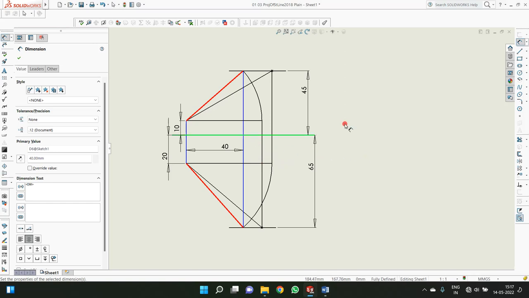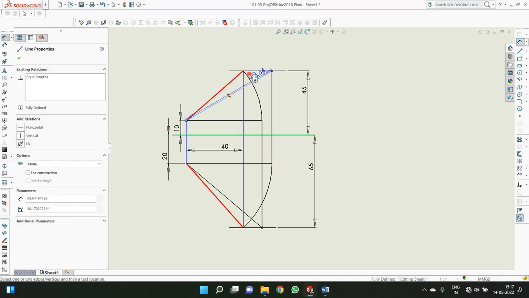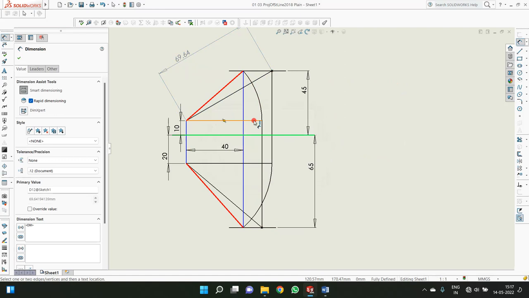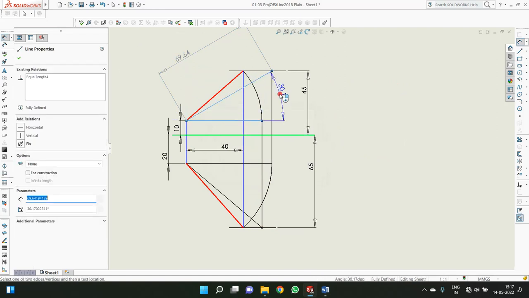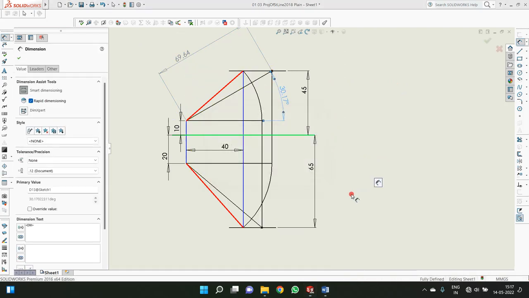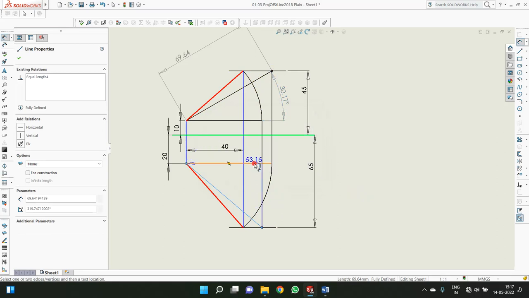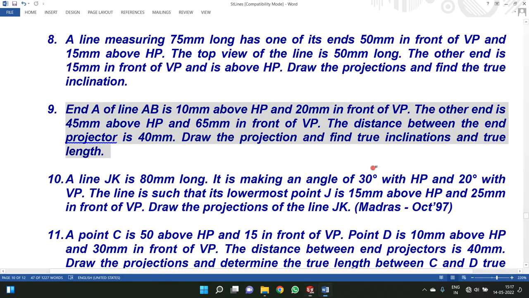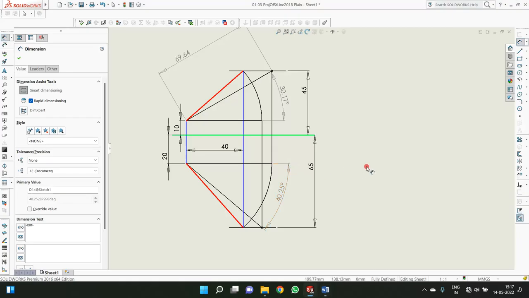Now apart from this, you have to find out and show the true values. True length is 69 or 70 mm, theta 30 degrees, phi 40 degrees. So this is the solution for the eighth problem actually.